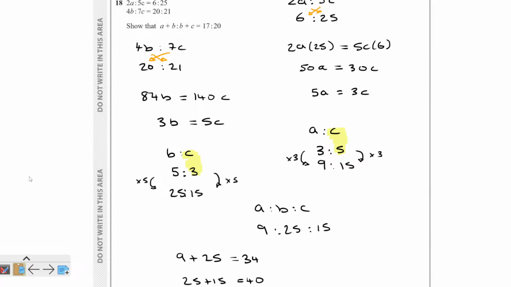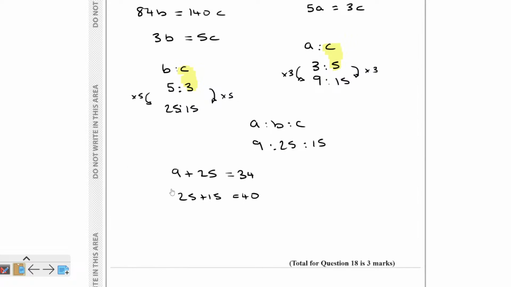I think this is too low down. Let me move it again. There you go. And then just put those together. Now the only other thing is they obviously want us to simplify it, so that would be 17 to 20.